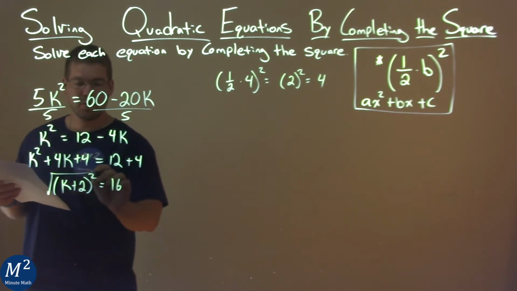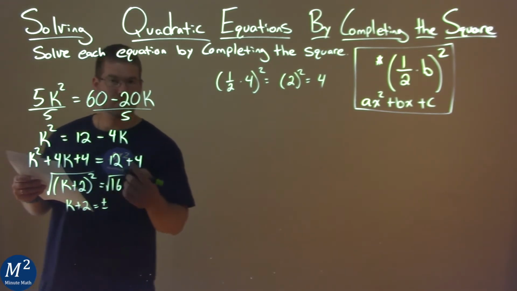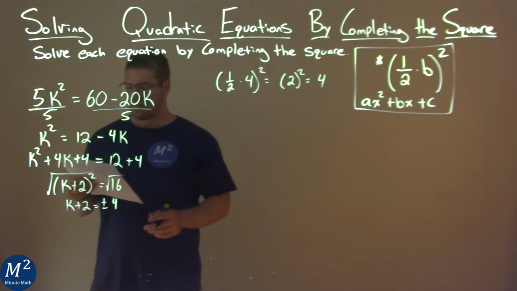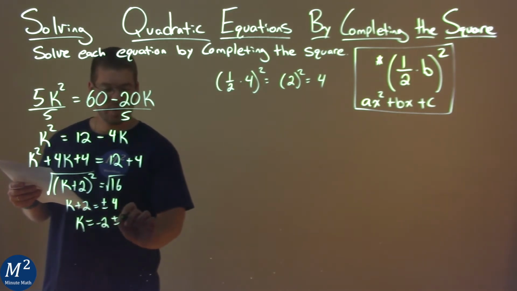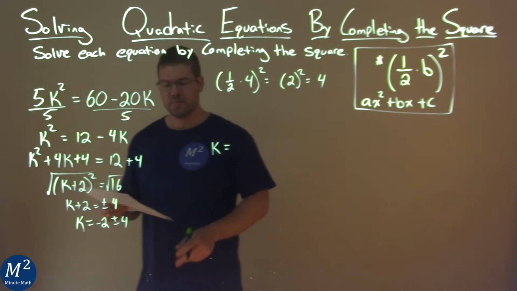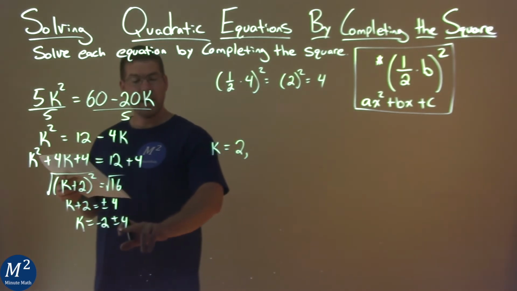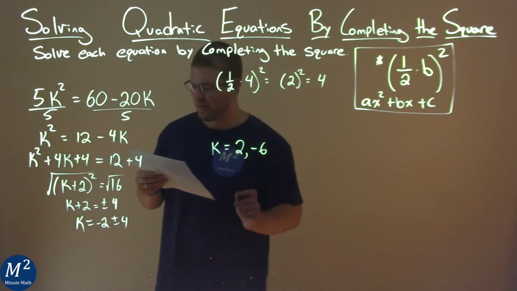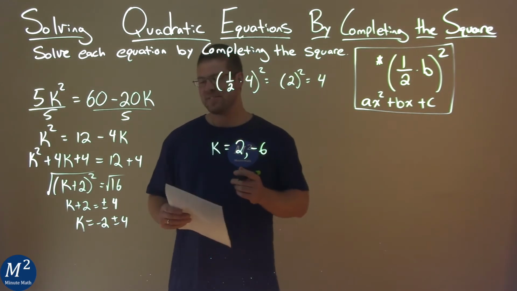I now have to take the square root of both sides, and we have k plus 2 equal to plus or minus the square root of 16, which is 4. Now, we just have to subtract a 2 from both sides, and we have k equals a negative 2 plus or minus 4. And let's now solve each one individually. Negative 2 plus 4 is a positive 2. Well, negative 2 minus 4 is a negative 6. And so now our final answer here is just k equals 2 and a negative 6.